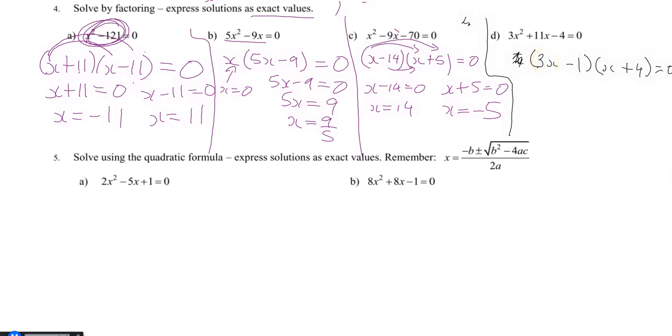So let's check this. Anytime you factor, you've got to check things. So we've got 3x squared plus 12x minus 1x will be plus 11x minus 4. And that means that either 3x minus 1 is 0, so 3x is equal to 1, and x is 1/3, or x plus 4 equals 0, and x is negative 4. So that is factoring, right? And we've got an exact solution, so we don't want to write that as 0.3 or some rounded version of it. We want to leave that as 1/3. And this is x equals negative 4.